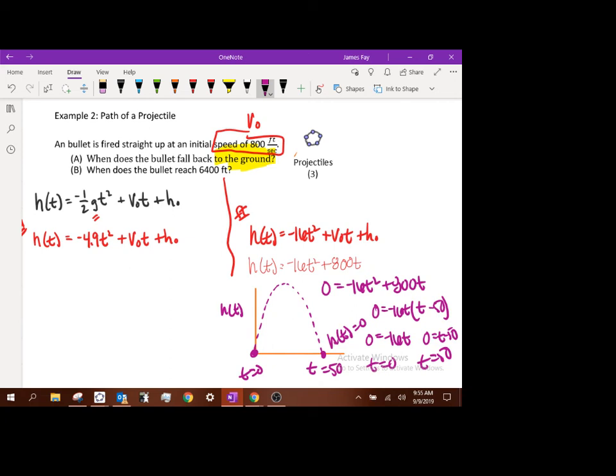Now the next question is, when will it reach a height of 6,400? What am I going to do with that one when it asks for the time in which the height is 6,400? Yeah, take the h of t out and put 6,400 in its place and solve that quadratic equation. What if they ask us, when does it reach its maximum height? What time would it be that it reaches its maximum height? 25. Its vertex is always halfway in between the two x-intercepts.